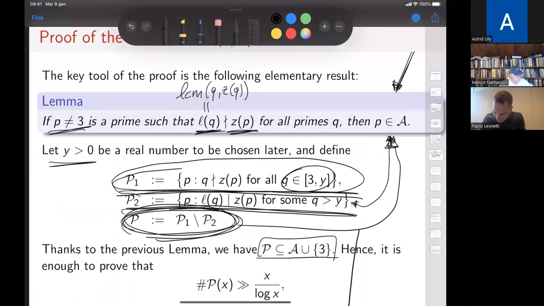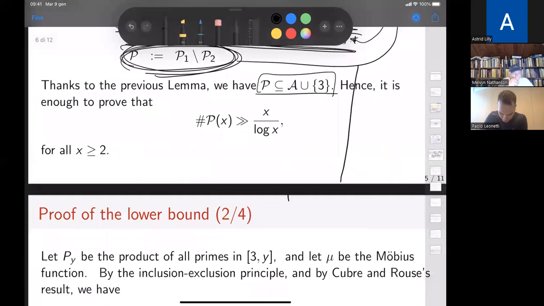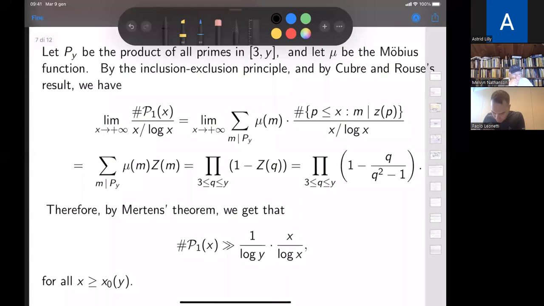And why is this sufficient? Q is a divisor of L of Q, because L of Q by definition is the least common multiple between Q and zeta of Q. So if you know that Q does not divide zeta p, then by force L of Q does not divide zeta p. Okay, so what is the cardinality of P1 up to x?